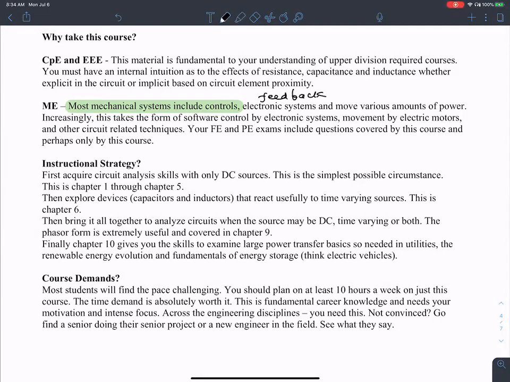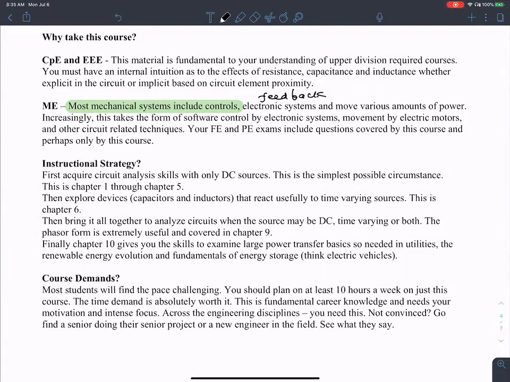Okay, electronic systems, so that's also included in your mechanical system. It's very important that if you think about a mechanical system, it definitely has some kind of feedback electronic system, and they move various amounts of power, okay? So there is a tight marriage between mechanical components and electrical components.